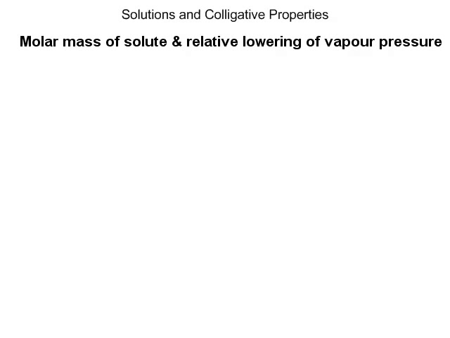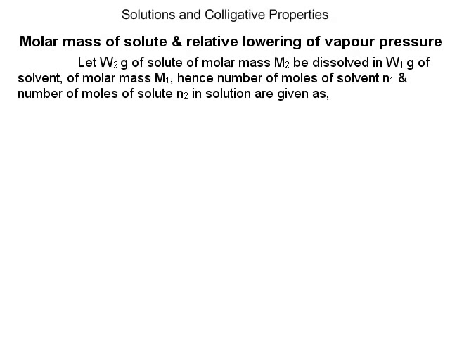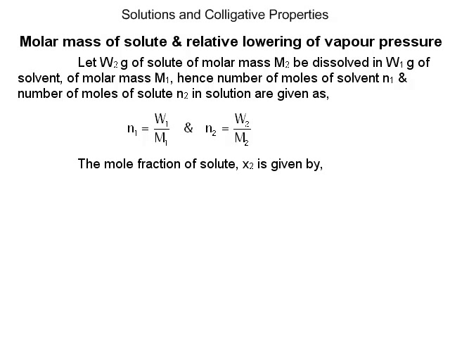Molar mass of solute and relative lowering of vapor pressure. Let W2 grams of solute of molar mass M2 be dissolved in W1 grams of solvent of molar mass M1. Hence, the number of moles of solvent n1 and number of moles of solute n2 in the solution are given as n1 equals W1 upon M1 and n2 equals W2 upon M2. The mole fraction of the solute x2 is given by x2 equals n2 upon n1 plus n2, which is equal to (W2 upon M2) upon (W1 upon M1 plus W2 upon M2).